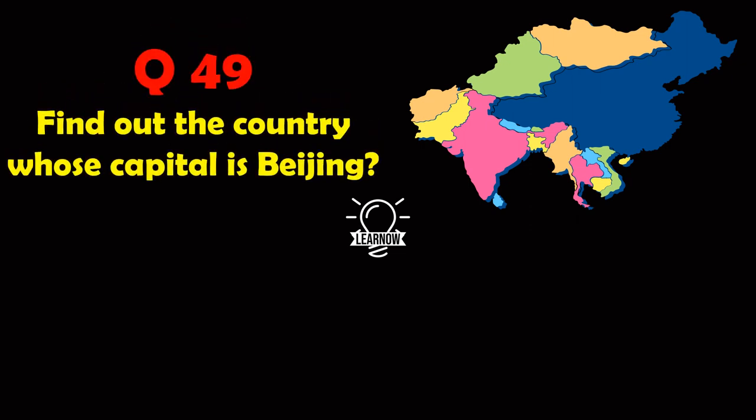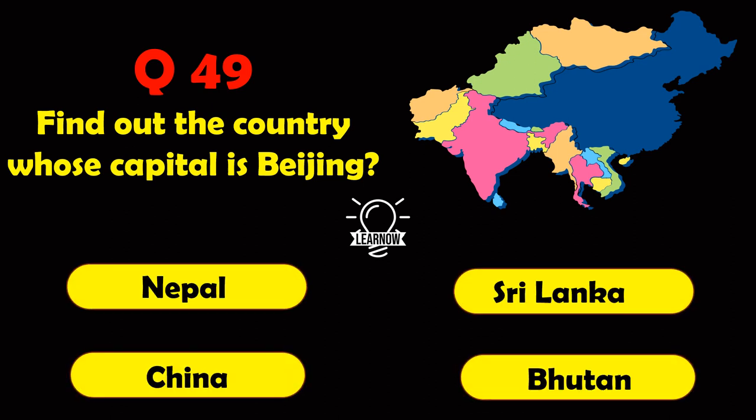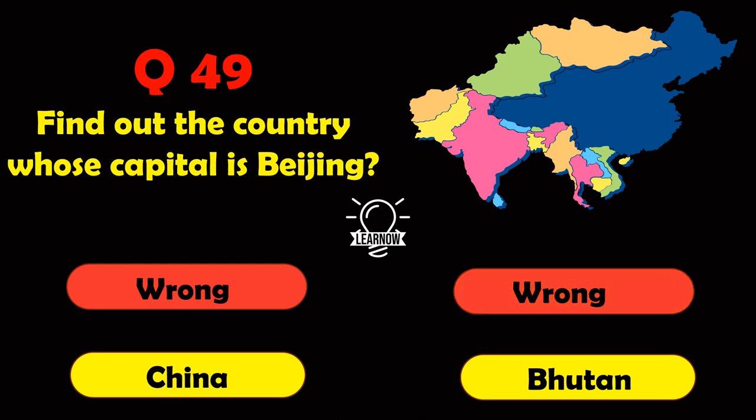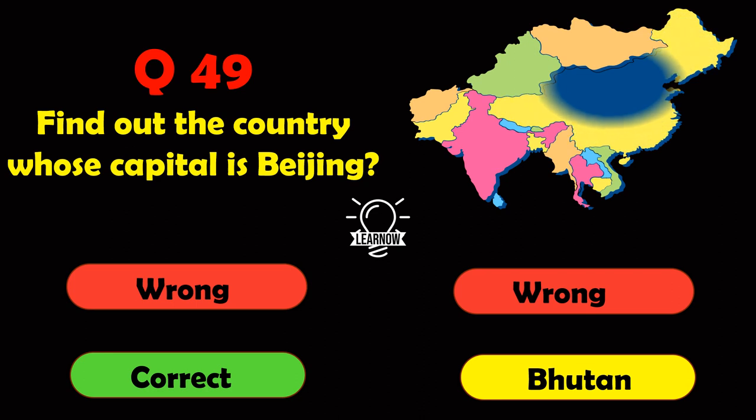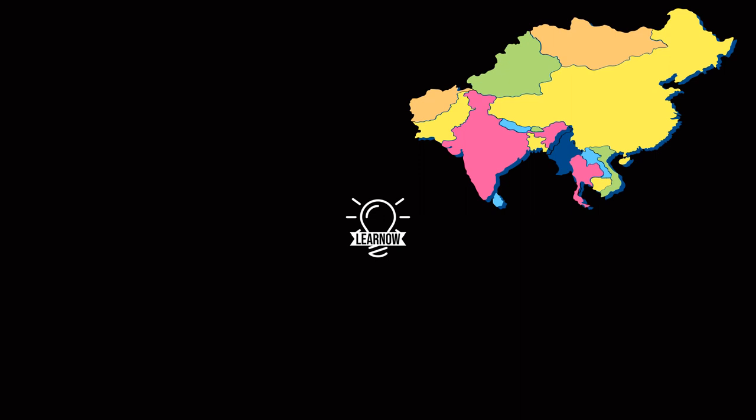Let's move to the next question. Question number 49. Find out the country whose capital is Beijing. We all know Nepal, its capital is Kathmandu, so it is wrong. Is it Sri Lanka? No, Sri Lanka's capital is Colombo. What about China? Yes, China will be the correct answer. China's capital is Beijing. As you can see in your picture, this large yellow area is the country China. Let's go to the next question.